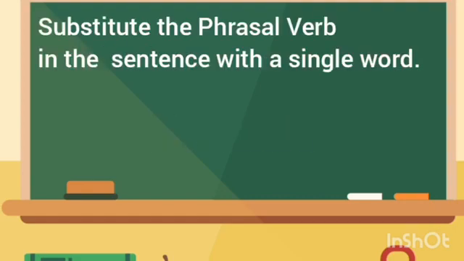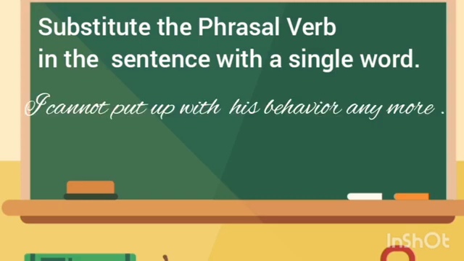Right? Now in phrasal verbs, they can ask the question in 3 ways. First, substitute the phrasal verb in the sentence with a single word. They will give you a sentence: I cannot put up with his behavior anymore. You have to underline put up with and identify the answer. 4 options will be given: express, tolerate, estimate, evaluate. What is the meaning of put up with? Tolerate. So among these you have to choose the answer, right?